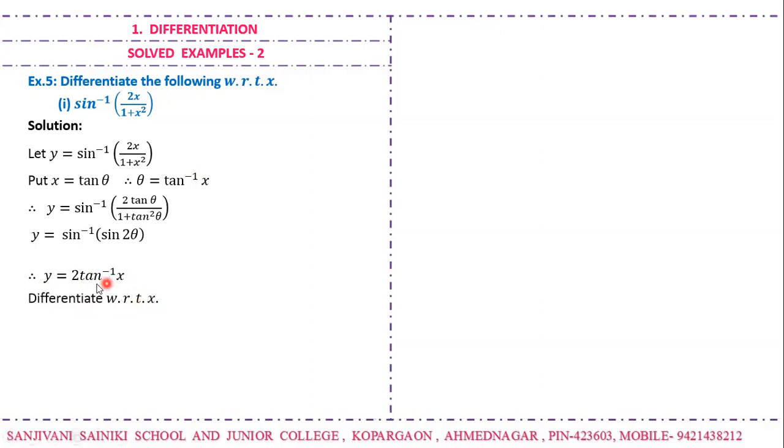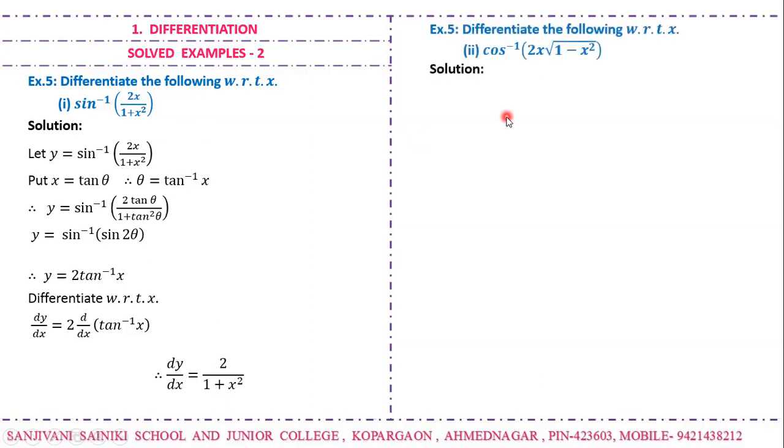So we differentiate this function with respect to x. So dy by dx is equal to 2, which is a constant, so we can keep it outside the derivative, d by dx of tan inverse of x, and the derivative of tan inverse of x is 1 upon 1 plus x square. So 2 into 1 upon 1 plus x square is the derivative of the given function.